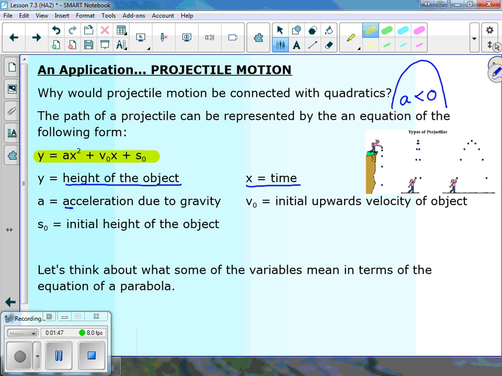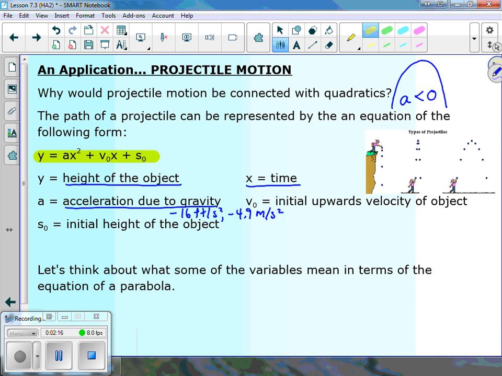A will be the acceleration due to gravity, and this will always be one of 2 values. Either negative 16 feet per second squared, or it could also be negative 4.9 meters per second squared. And you're going to have to pay close attention to the units in the problem to know which A value to plug into the formula.